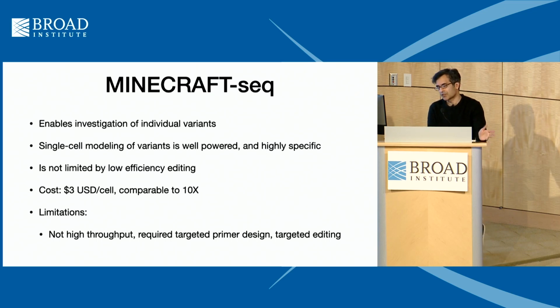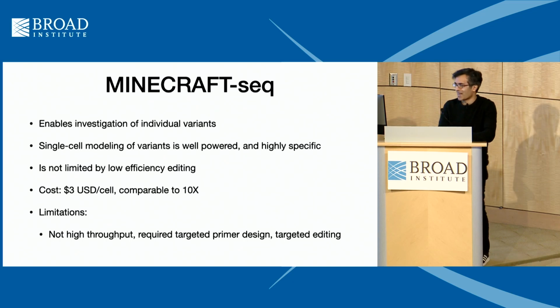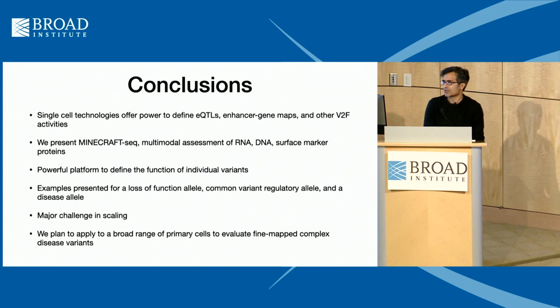It's $3 per cell, which sounds like it's kind of cheap, but obviously as you do thousands of cells, the costs add up. The limitation is that it's not as high throughput as we'd like, because obviously for every locus that we have to go after, you need amplicons, you need targeted DNA sequencing, and you need to get that up and going. So single-cell technologies offer a lot of power to define eQTLs, enhancer gene maps, and other V2F activities.